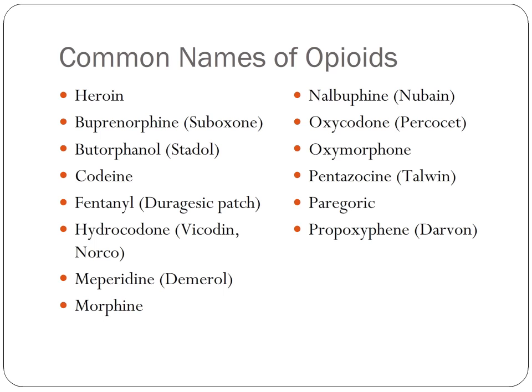Hydrocodone is also known as Vicodin or Norco. Meperidine is also known as Demerol, and then we mentioned morphine already. Nubain is also very common to be given in emergency rooms. Oxycodone or Percocet is common as well, both in tablet form and in injection form. Oxymorphone, Tolwan, Paregoric, and Propoxyphene or Darvon. So these are just a few of the names. There are many more as well.